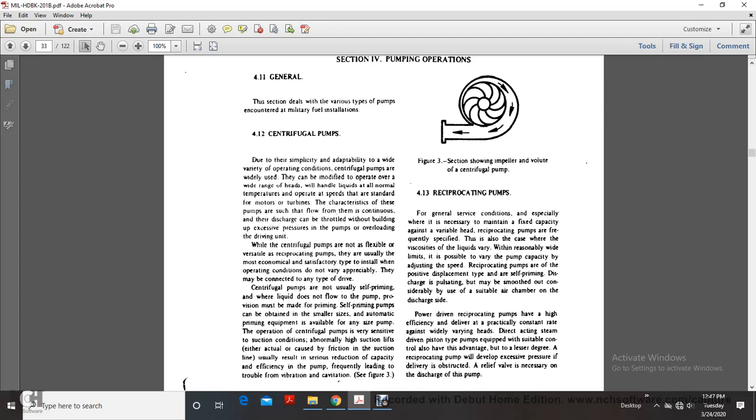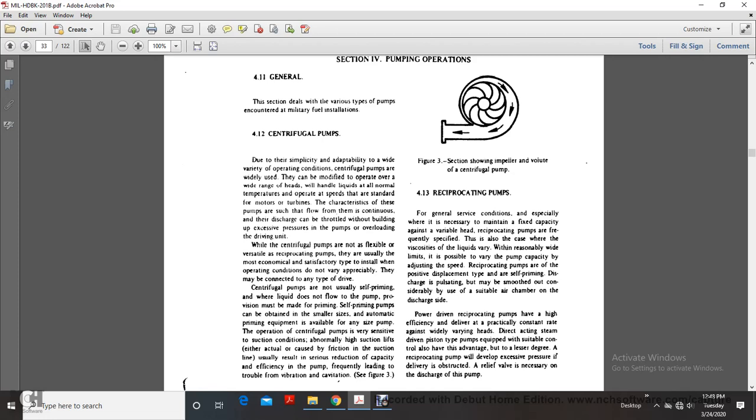The centrifugal pump is flat and not flexible, yet versatile, and with the reciprocating unit is usually the most economical, satisfactory type of installation. The operating conditions vary appreciably, so it may be connected with any type of drive. The centrifugal pump is usually not self-priming, so when the liquid does not flow with pumping, provision must be made for priming.